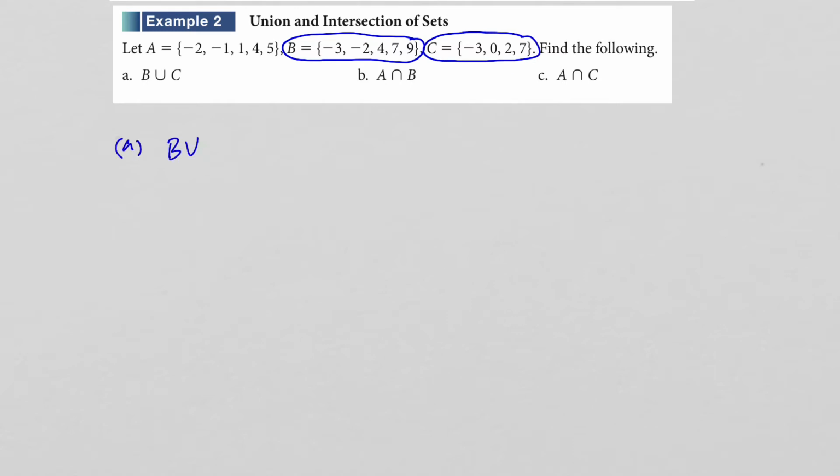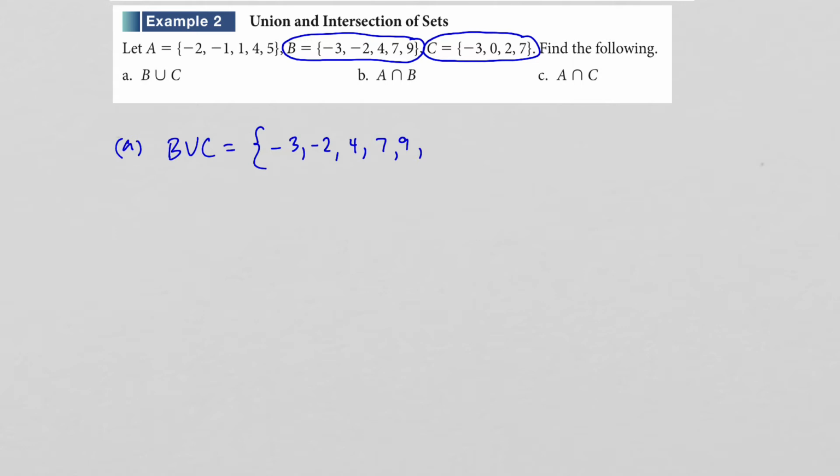So B union C is going to be the set containing all of the elements of B along with all of the elements of C. So I'm going to first just simply list all of the elements of B, which are these elements here, and then I'm going to list all of the elements of C that I have not already listed in B.